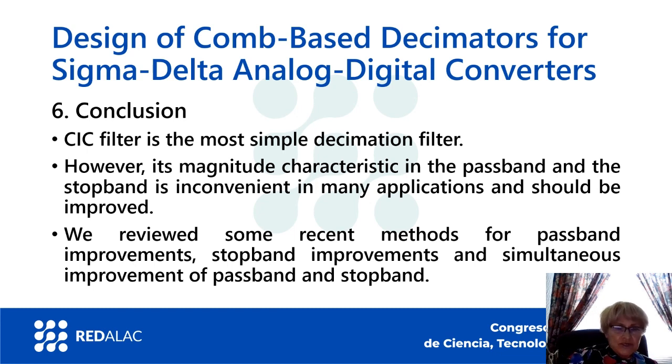Finally, I give conclusions. The CIC filter is the simplest decimation filter. However, its magnitude characteristic in the passband and stopband is inconvenient in many applications and should be improved. We presented some methods for passband improvement, stopband improvement, and simultaneous improvement of passband and stopband.